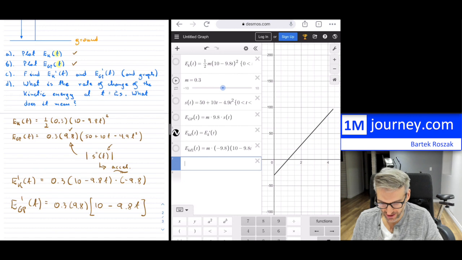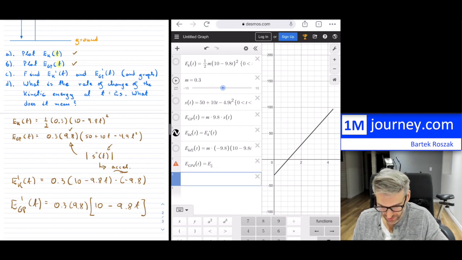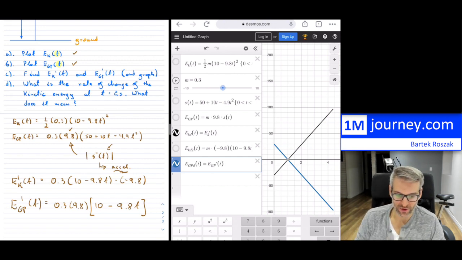And then plotting your other one, so this is going to be the gravitational potential energy. So the derivative of that, you do have to define it within here. So that's going to be E, GP, T, and then there you go.